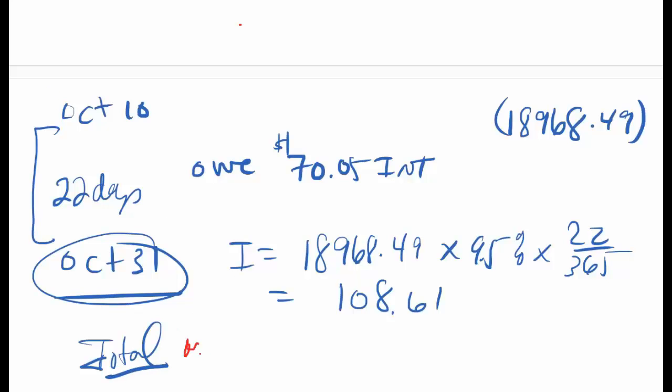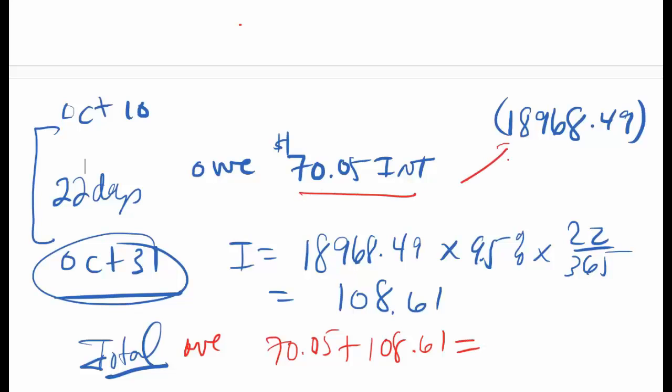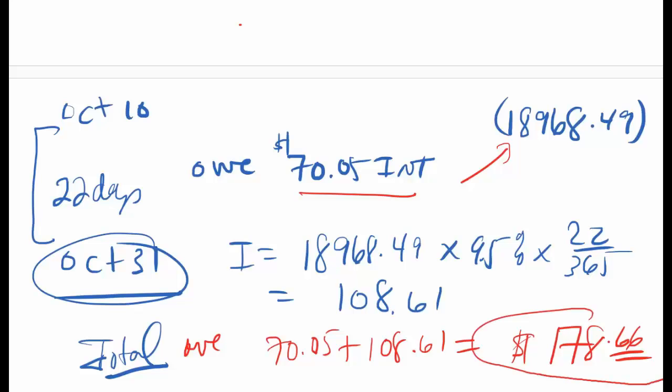So in total, you owe the $70.05 and you owe the $108.61. Okay, we didn't tack this onto this because it's simple interest. We don't pay interest on interest. So it's $70.05 plus the $108.61. So you owe $178.66. And that's the final answer. That's how much you have to pay on October 31st.